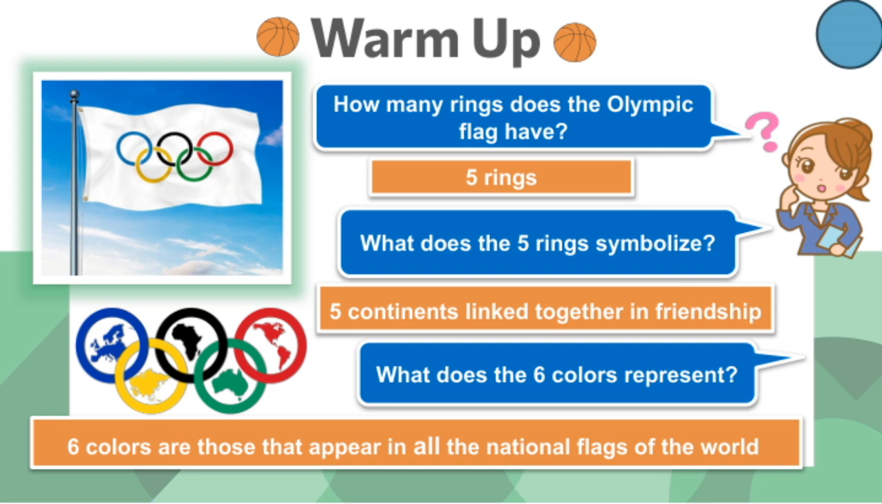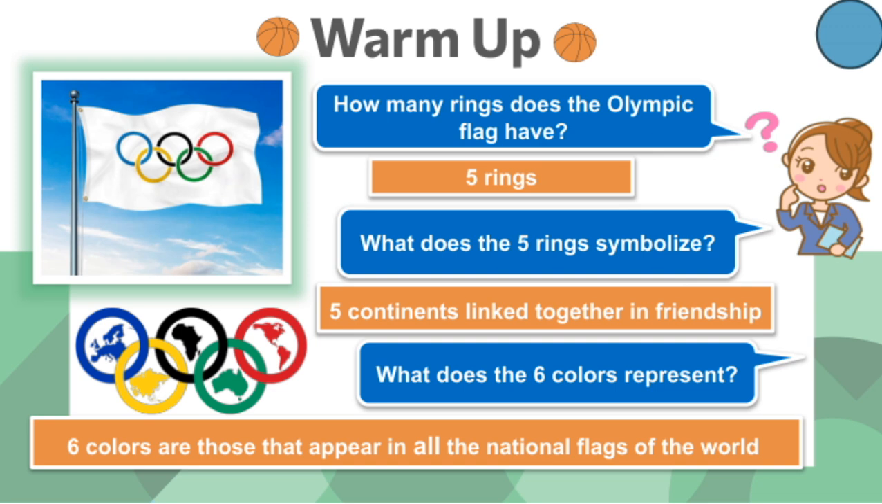What do these 5 rings represent? They symbolize the 5 inhabited continents of the world: Africa, the Americas, Asia, Europe, and Oceania, coming together in the spirit of competition and friendship. And how many rings are there on the Olympic flag? That's right, there are 5 rings, each representing one of these continents. This simple yet powerful symbol reminds us of the Olympic ideal, unity in diversity.